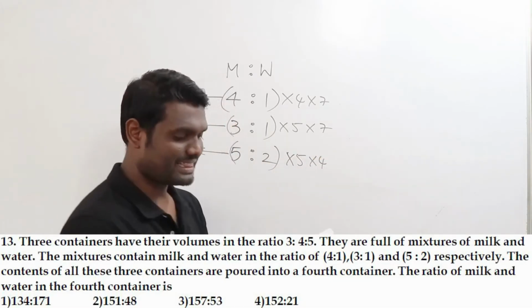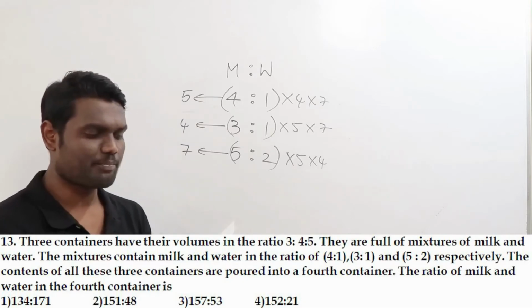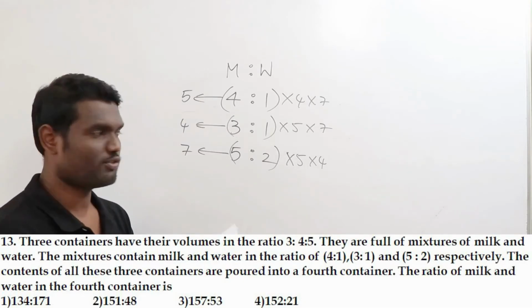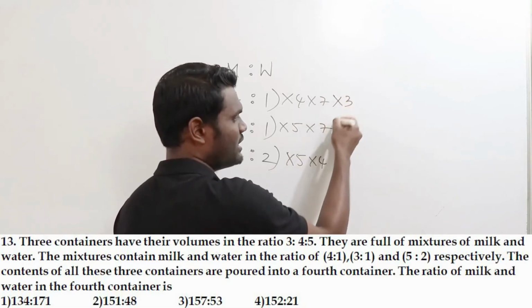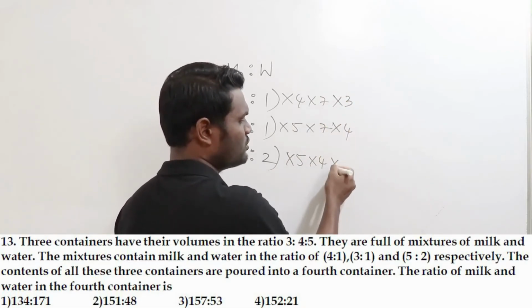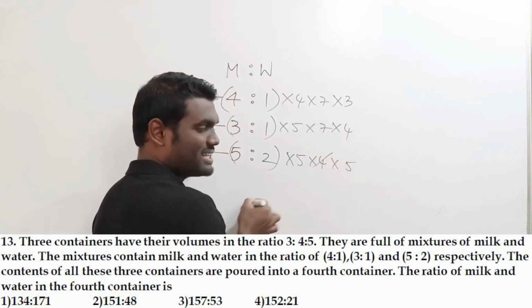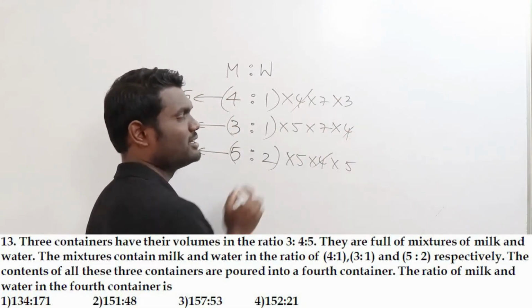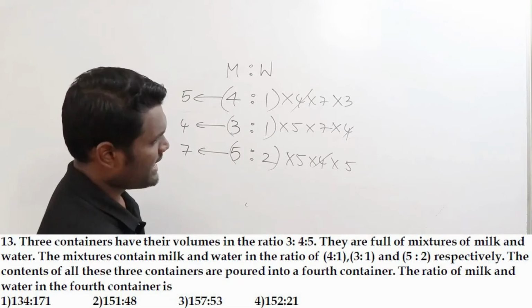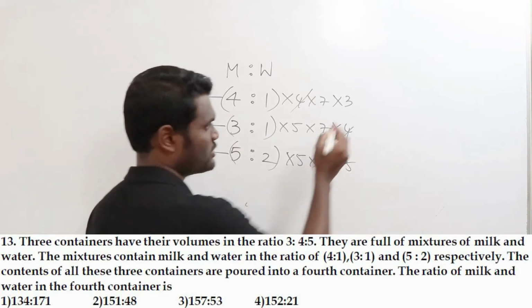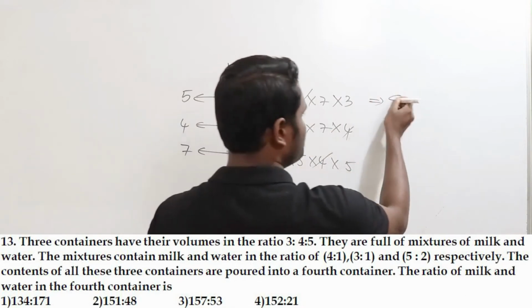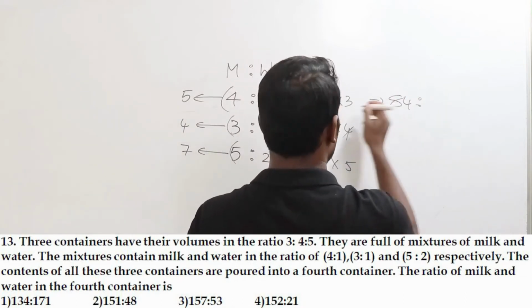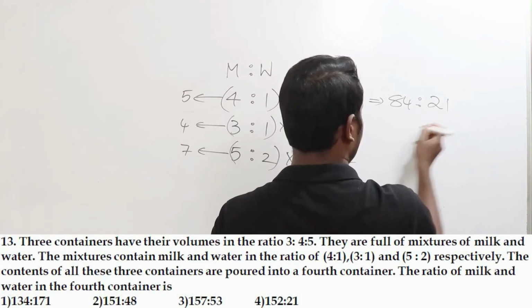And this question said like the volumes were in the ratio 3:4:5. Now what happened? 4 cancels here one time, 4 cancels here one time, 4 cancels here one time. Any more cancellations? No more cancellations. So we can say that 7 3 is 21. 21 into 4, this will be 84. 21 into 1, this will be 21.